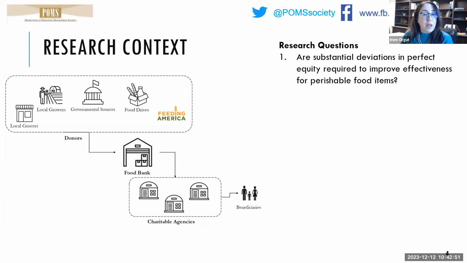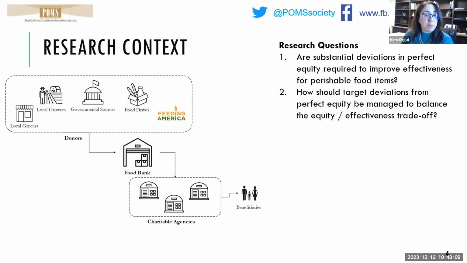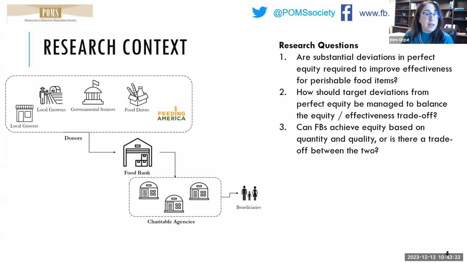Considering that the objectives of equity and effectiveness contradict one another, we first ask, are substantial deviations in perfect equity required to improve effectiveness for perishable food items? Here, perfect equity refers to the case when each beneficiary receives the same amount of food every period. Since deviations from this perfectly equitable distribution are usually required to minimize waste, we then ask, how should target deviations from perfect equity be managed to balance the equity effectiveness trade-off? Finally, can food banks achieve equity based on quantity and quality, or is there a trade-off between the two?